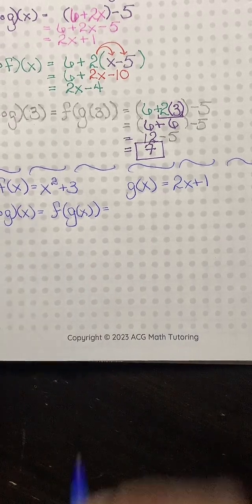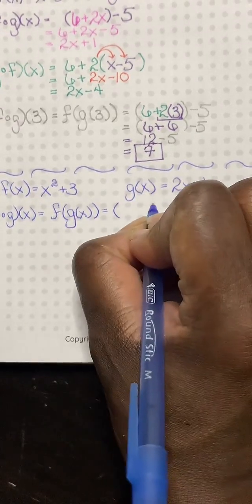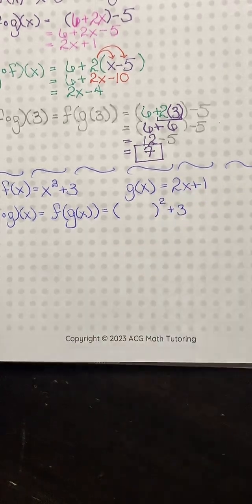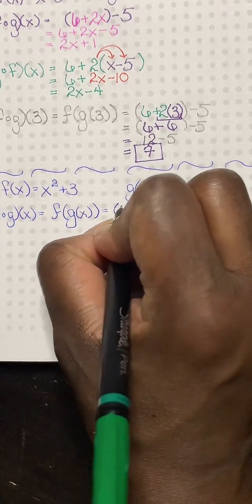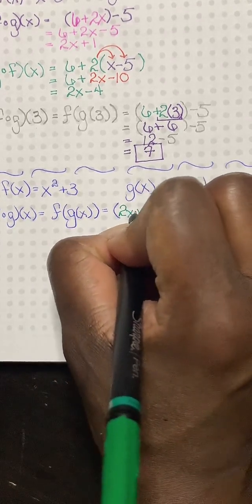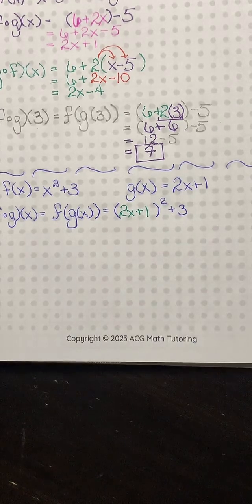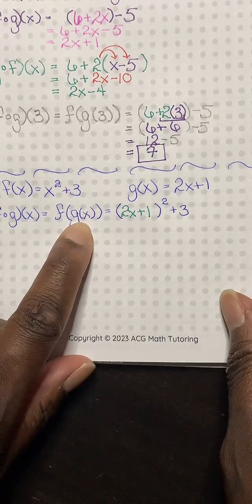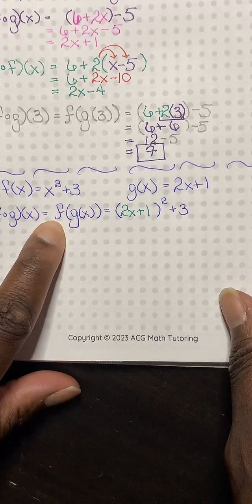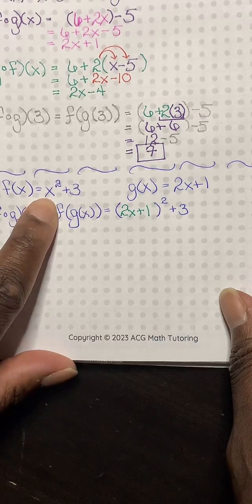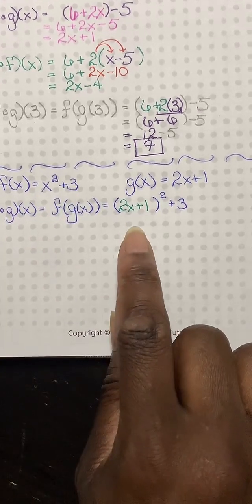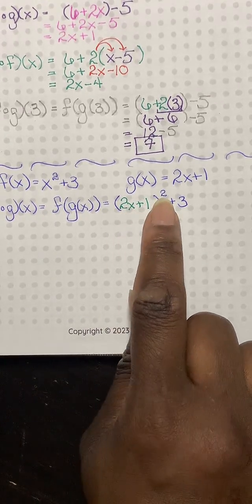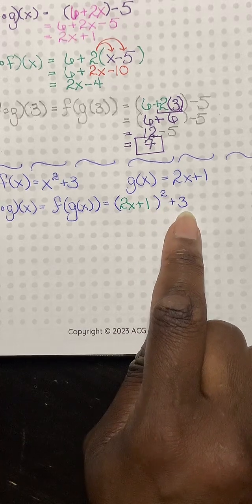So if I may, I'm going to put a parenthesis, and it's going to be squared, and it's going to be plus 3. And what goes inside will be a 2x plus 1. So the g always goes from the inside, substituting into the outside, and you're substituting in for the x value. So now we're going to advance it up. So we have 2x plus 1 squared plus 3.